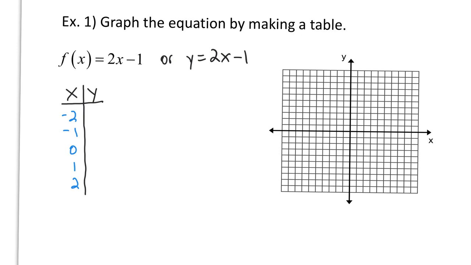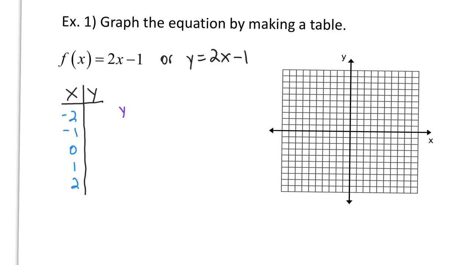Now, the idea is to substitute this input into the function. You can use the function notation, or you can go over here. I like to use this format because I'm looking for the y value. So I'm going to substitute the -2 into the x, and I'm going to simplify. I'm going to evaluate for the y value, and I'm going to do the work on the side so you can see that I'm going to substitute.